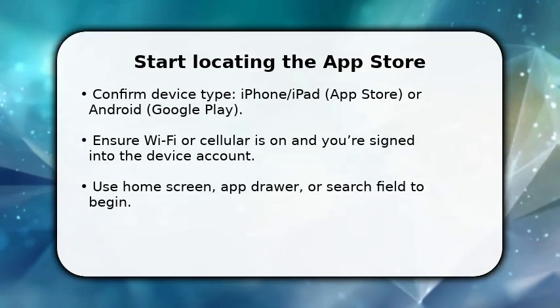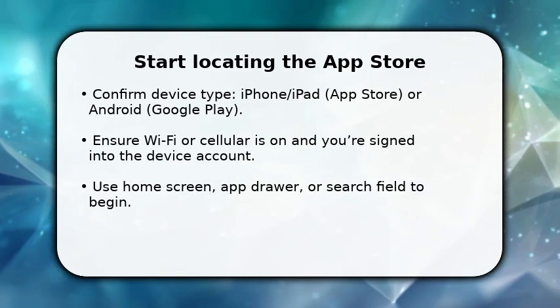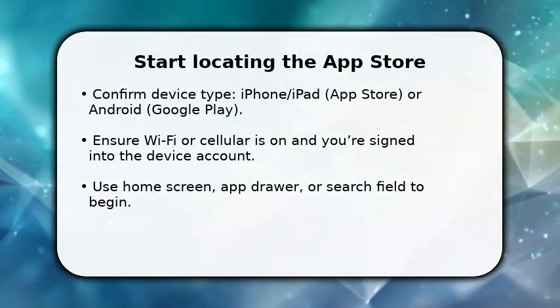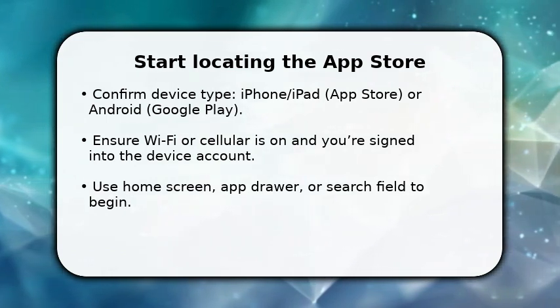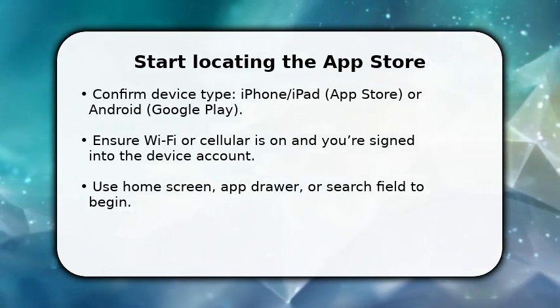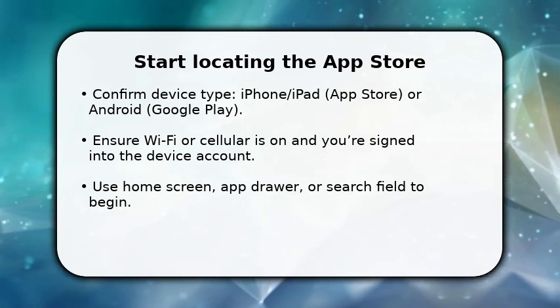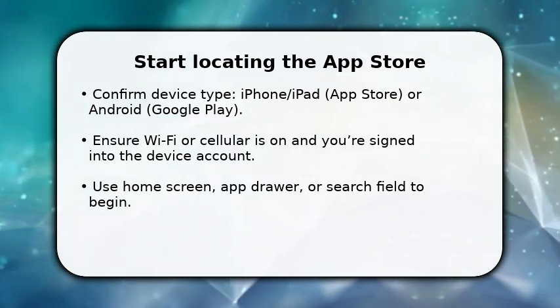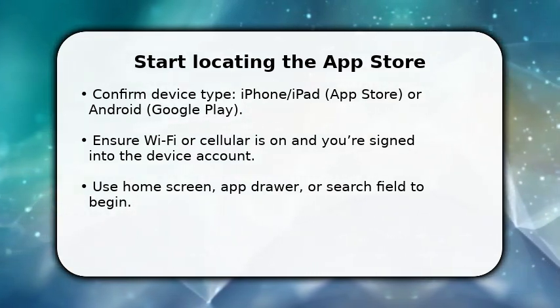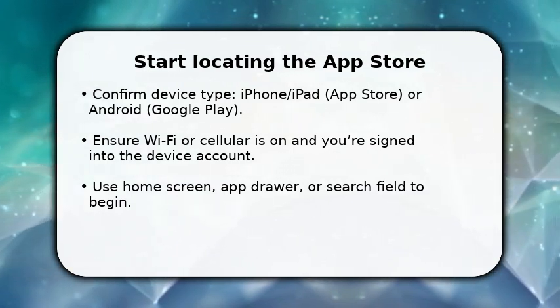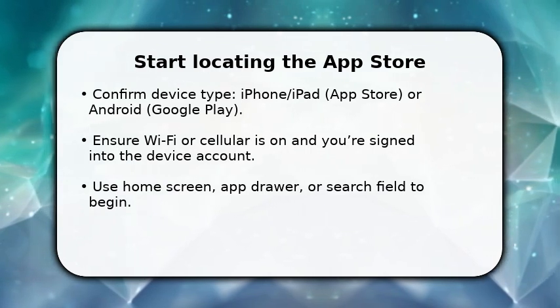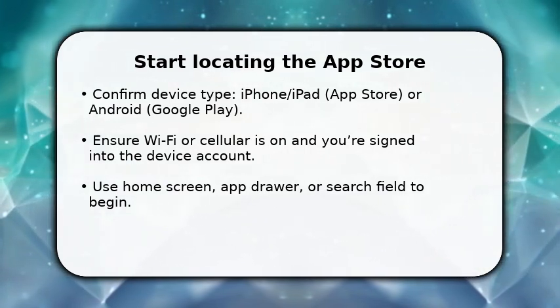You're going to begin by verifying the basics so you don't chase false steps. First, confirm whether your device uses the App Store or Google Play because the icons and flows differ. Once done, make sure Wi-Fi or cellular is active and you're signed into the device account. Otherwise, downloads are blocked. Now open your home screen or app drawer and prepare to use the system search. This is the fastest way to locate the store icon or app listing.